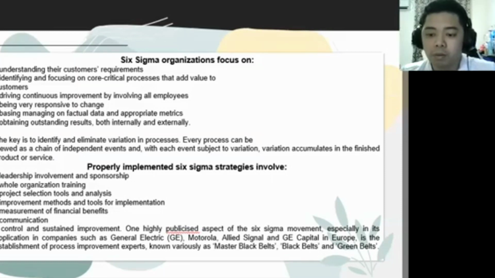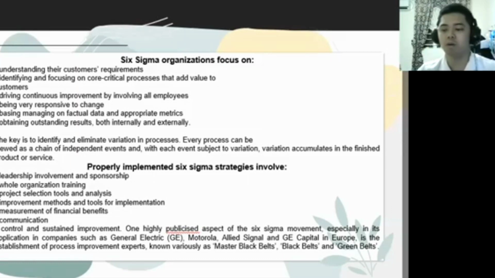So, as the previous reporter explained, Six Sigma is to find more effective and efficient approaches to managing businesses and non-profit organizations. This is the focus, the bulleted items. These are what they concentrate on.